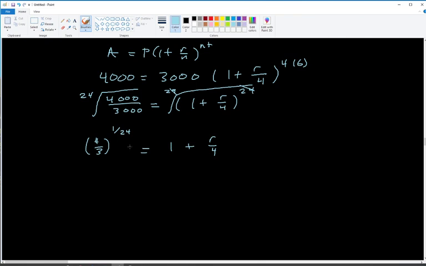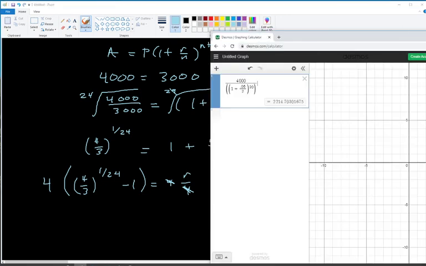So then I need to subtract 1 across. And then the final thing I need to do is multiply this 4 to this whole mess. So we're going to put this in parentheses. We'll multiply this side by 4. And that 4 multiplies out there. And that'll leave our r by itself. So I need to figure out what is 4/3 to the 1 over 24th power minus 1, and then that entire thing multiplied by 4.